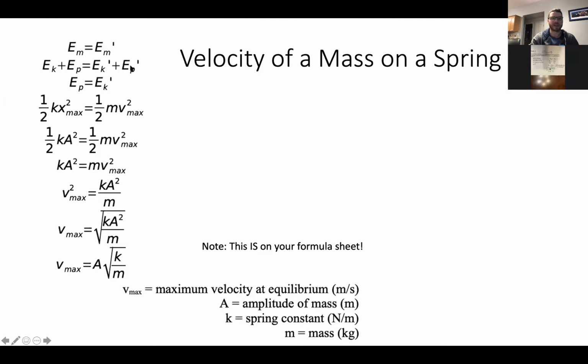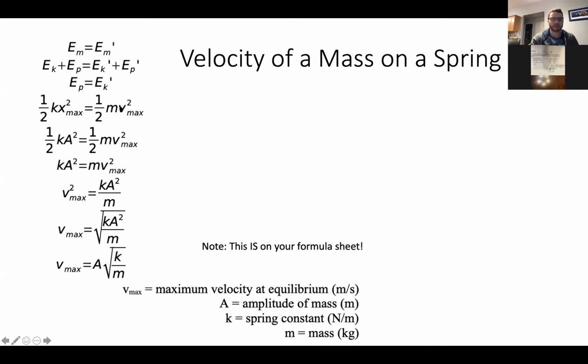We are saying that the potential energy is equal to 0, and it is all kinetic energy at that point. Okay, so that's how we get to here. Now we can substitute the potential energy of a spring, which is 1/2 times kx squared. You will find that on your formula sheet. And we know that the kinetic energy, we can substitute with 1/2 mv squared.